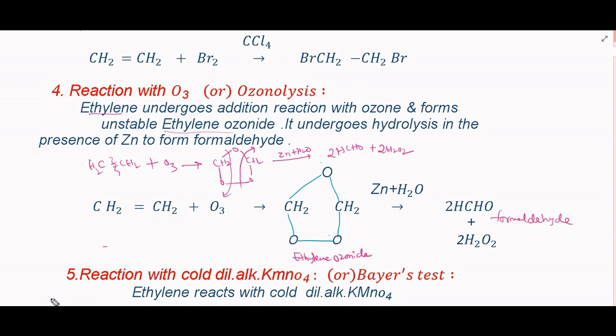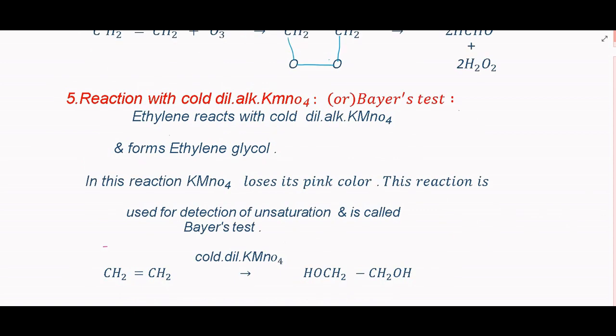In Baeyer's test, the reagent is dilute alcoholic potassium permanganate. This Baeyer test is used for detection of unsaturation. What is the meaning of unsaturation? If carbon atoms are bonded with more than one bond, we call it unsaturation. It may be a double bond, it may be a triple bond. In an alkene, 2 carbon atoms are bonded with a double bond. If there is a triple bond, we call it an alkyne. Ethene, CH2=CH2, has a double bond, which means it's an unsaturated compound.